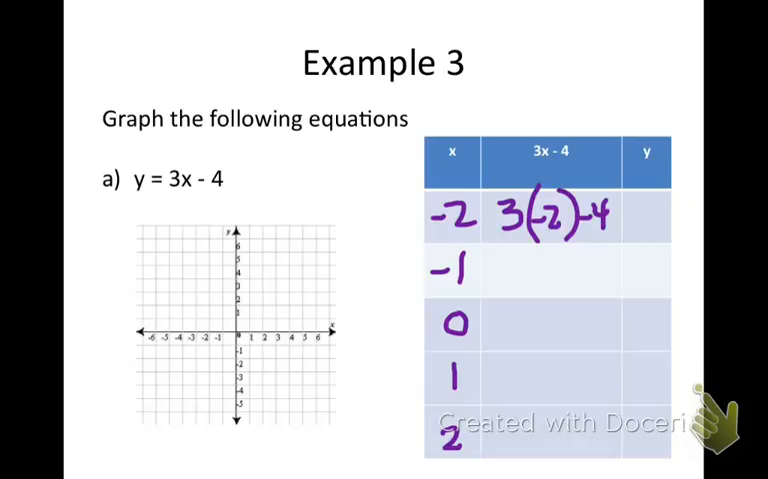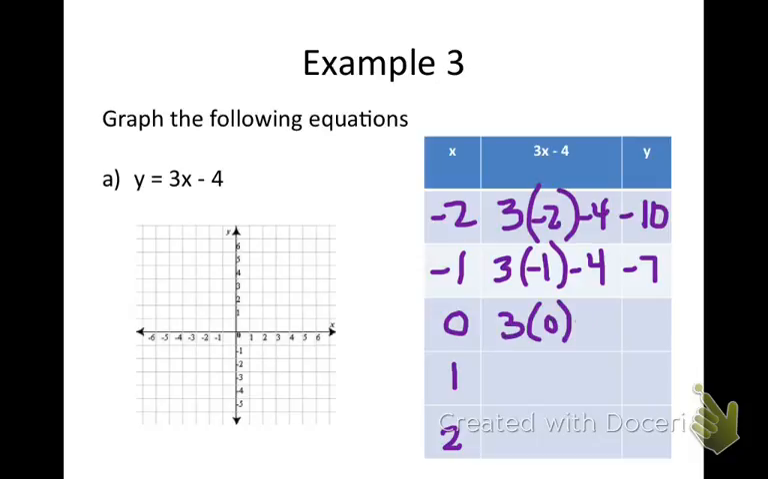So 3 times -2 is -6. -6 minus 4 is -10. And I know I'm not going to have room. I apologize for that on this graph. We'll just have to not plot that point in the example. 3 times -1 is -3. -3 minus 4 is -7. I should be able to get that one on there.